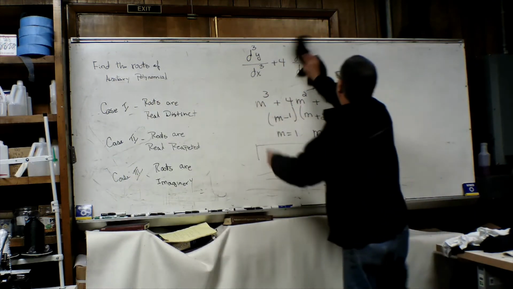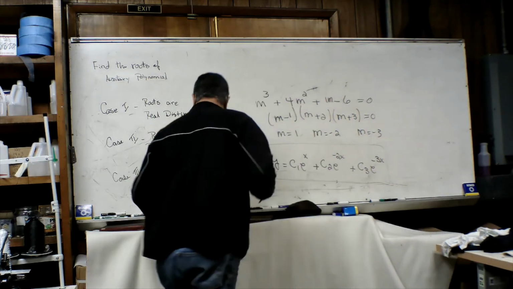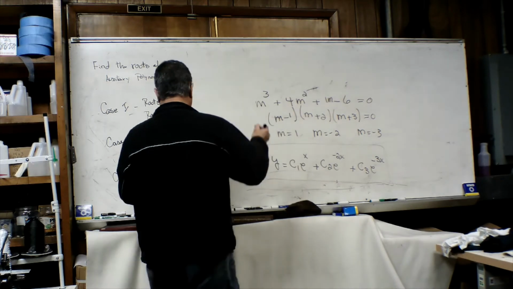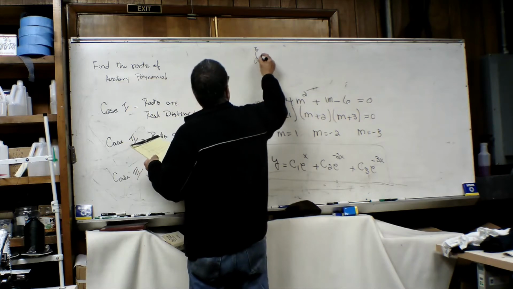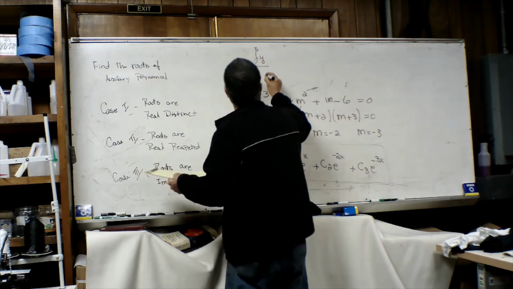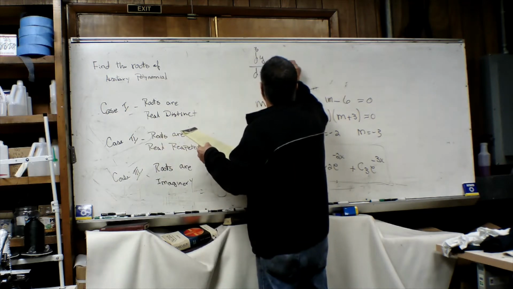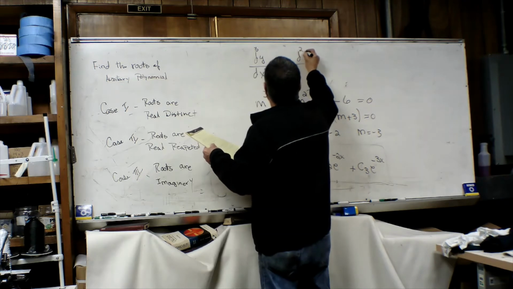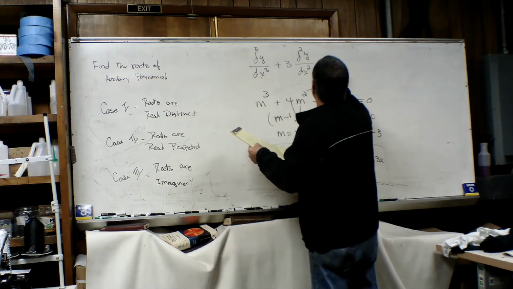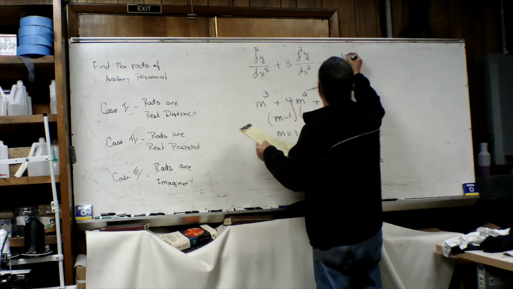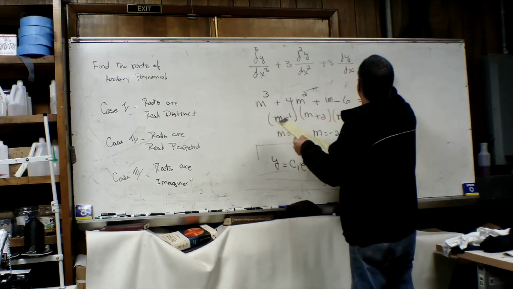Let's look at another problem. Let's look at this problem: d3y over dx3 plus 3 d2y over dx2 plus 3 dy over dx plus y equal to 0.